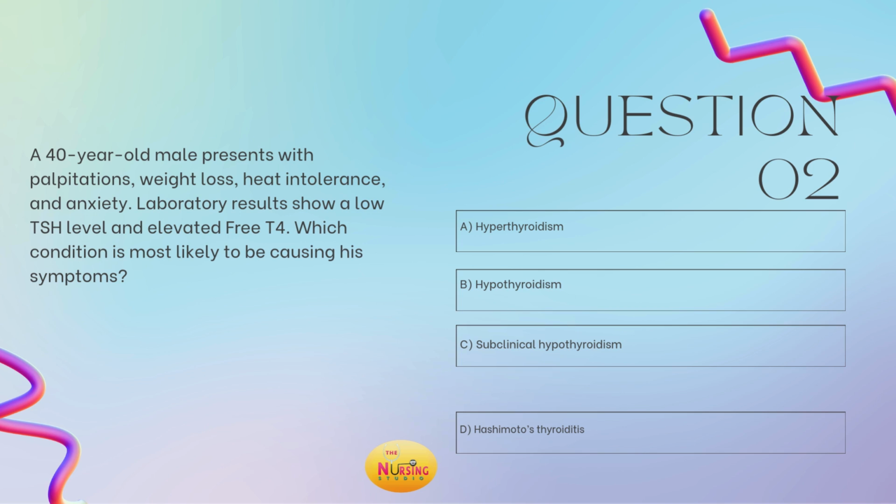So the stem of the question here states, which condition is most likely to be causing his symptoms? All right, so again, it's asking for a diagnosis, right? So we have a 40-year-old male comes in with palpitations, weight loss, heat intolerance, and anxiety. As I always say, when you think about thyroidism, I want you to think of hyperthyroidism as someone that is hyper. So they're running, running, running. So their heart is racing. They're having the palpitations. They may have weight loss from doing the excess exercise.